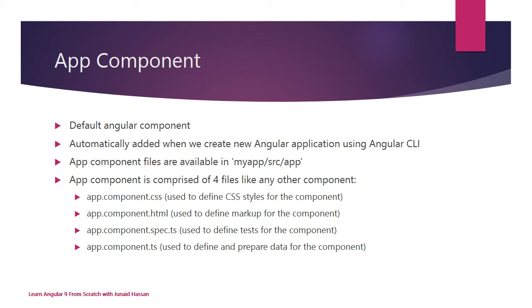These 4 files are as follows: app.component.css. This file is used to define CSS styles for the component. app.component.html is used to define markup for the component. app.component.spec.ts is used to define tests for the component. app.component.ts is used to define and prepare data for that particular component.